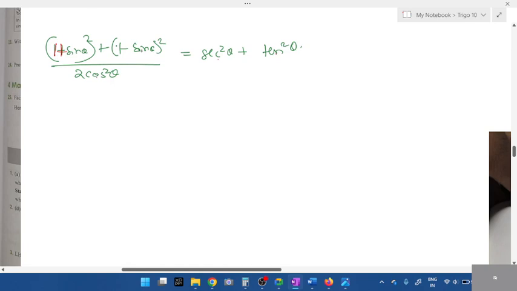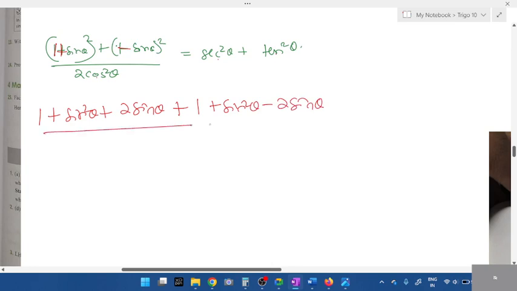Then (a minus b) the whole square. If I expand, let me write it. See, 1 square is 1 plus sine square theta plus 2ab, 2 sine theta, plus 1 square is 1 plus sine square theta, a square plus b square minus 2ab, 2 sine theta, divided by 2 cos square theta as it is.